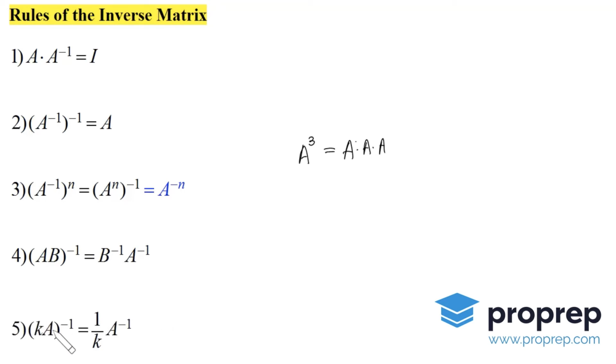If I multiply a matrix by a scalar k, which should not be 0, and I'm going to take the inverse, it's the same as taking the inverse and then dividing by k, or 1 over k times the inverse.